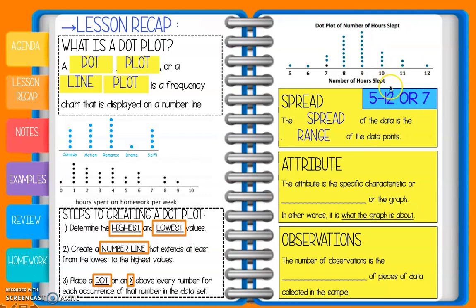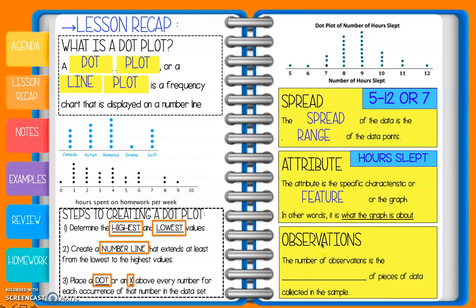Sometimes you'll see it written as the spread from 5 to 12, or they'll go ahead and do the subtraction and tell you that the range is 7. Okay, the attribute is the specific characteristic or feature of the graph. So in other words, it's what the graph is about. It's easy to find the attribute because it's typically located in the title. If we look at this one, it's the hours slept last night. So the attribute, or the feature, the graph is about how many hours people slept.